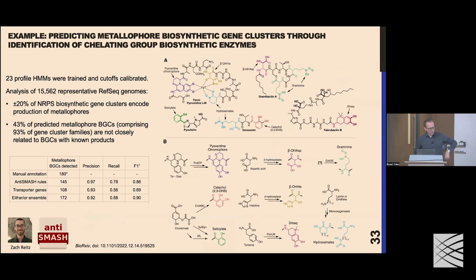There was a previous paper also from UC Berkeley on using transporter genes for prediction of metallophore bioactivity. This works a bit less well, but you can also combine these, looking at the enzymes and the transporters, and together it works even a bit better, with an F1 of 0.9.